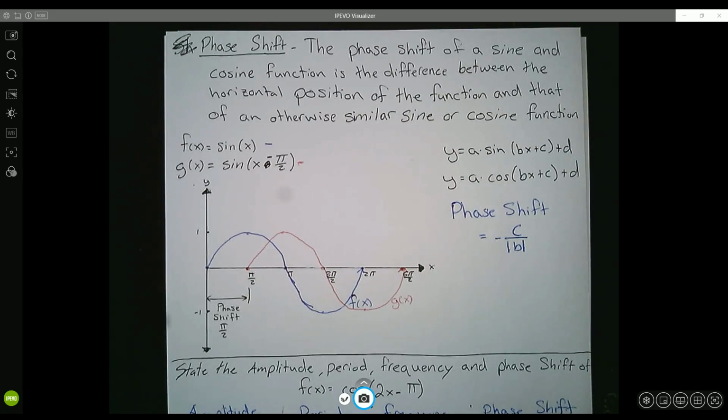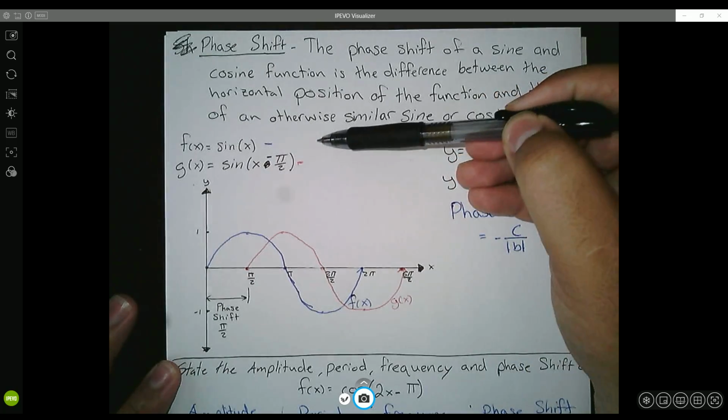So with phase shift, what we're going to describe is that the phase shift of a sine or cosine function is the difference between the horizontal position of a function and that of an otherwise similar sine or cosine function. To help you visualize what this means, let's look at our first example right here.